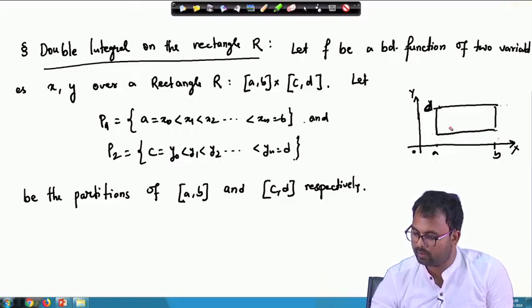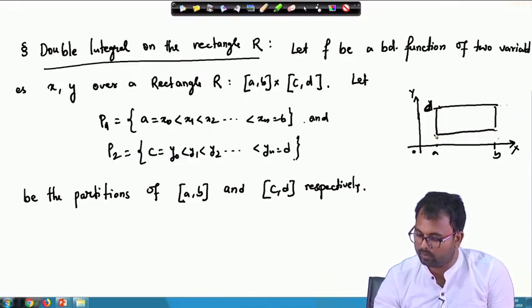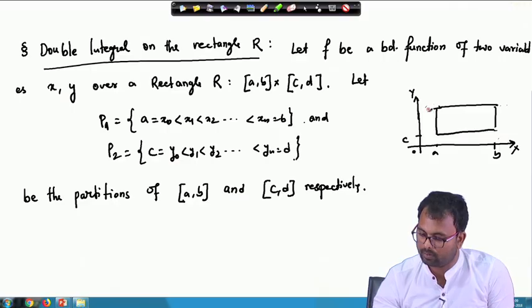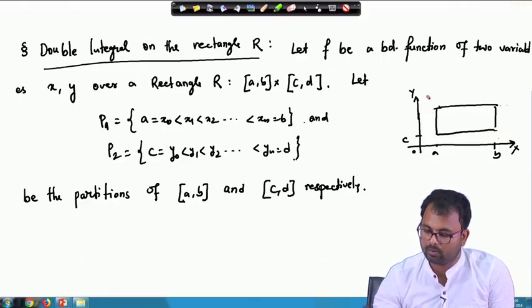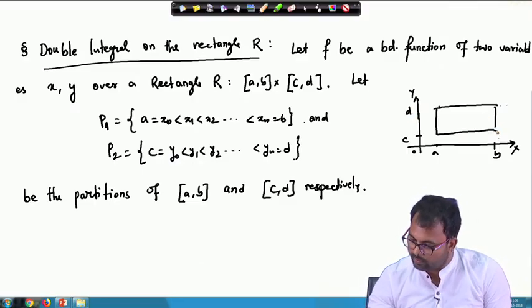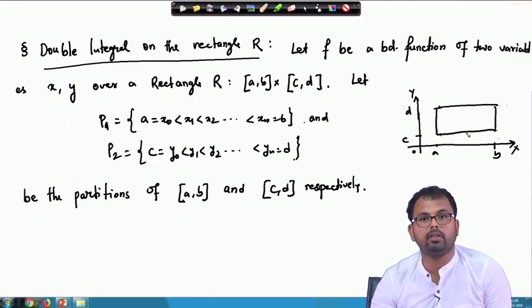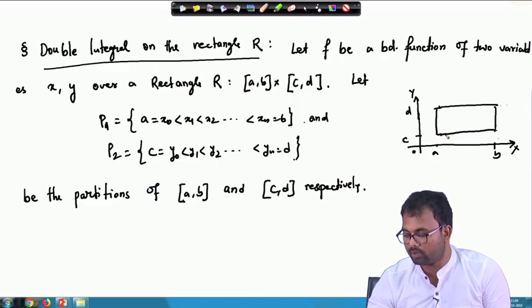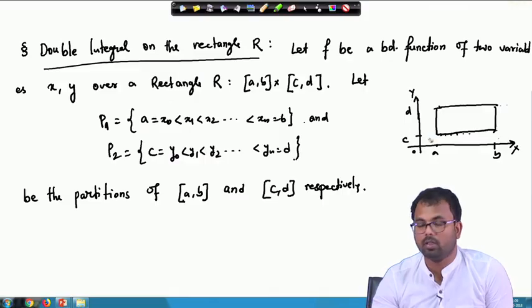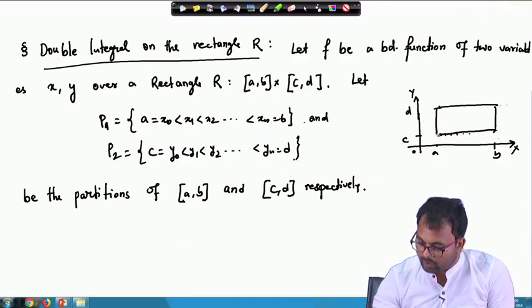Yes. So, this one is c and this one is d. All right. So, now what we have here is, we are taking the partition of this interval for the variable x. So, like x0, x1, x2, x3 up to xn, and then we are taking the partition for the variable y for the interval c to d, where we have the variable y. So, we take y0, y1, y2 up to ym equals d.